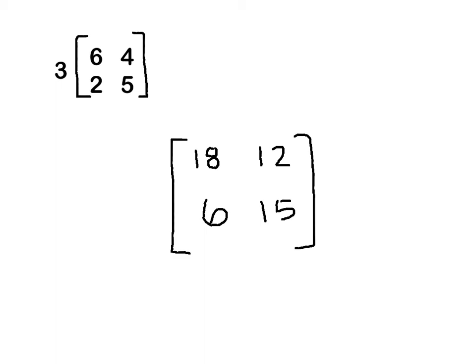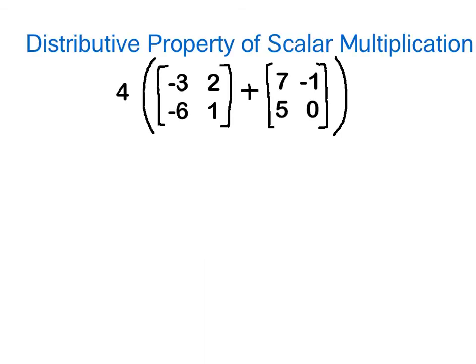So that process seems pretty straightforward, but now we're going to look at what we call the distributive property of scalar multiplication. We use this property when we're presented with a situation like this. Here we have two 2 by 2 matrices being added together, and that whole quantity is being multiplied by a scalar of 4. And there's two ways of evaluating an expression like this. We're going to start by doing it one way, and then I'll show you how to do it the other way. This time we're going to take this 4 and distribute it to both of these matrices in this whole sum.